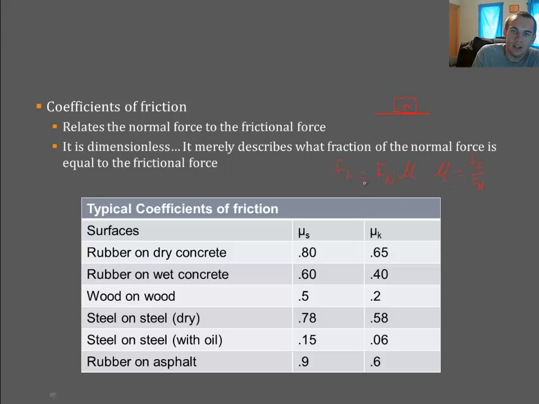Now, what do these two things mean? Well, essentially, it tells us what the coefficient of friction means. Since the coefficient of friction of rubber on dry concrete is 0.8, it tells us 80% of the normal force is the frictional force. The coefficient of friction has no units. If you look at this equation, it says force is equal to force times this coefficient. That means this coefficient's dimensionless. It's just relating how much of the frictional force is the normal force. And so it has no unit.